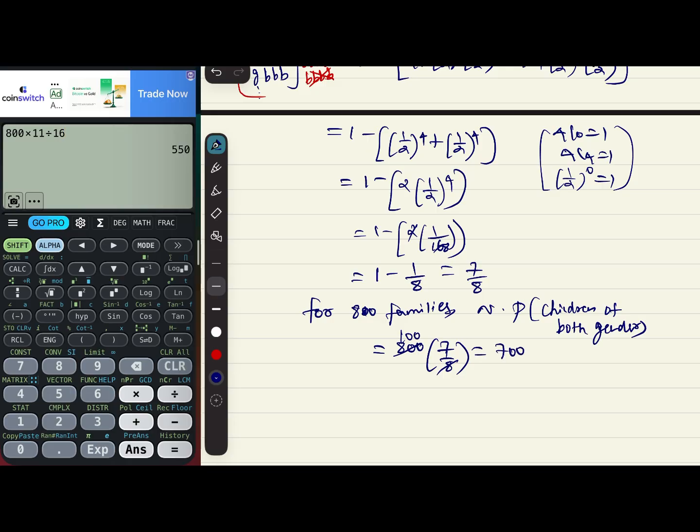So there are 700 families where there are both boys and girls. Okay, so that is the end of this problem. I think you are very clear.